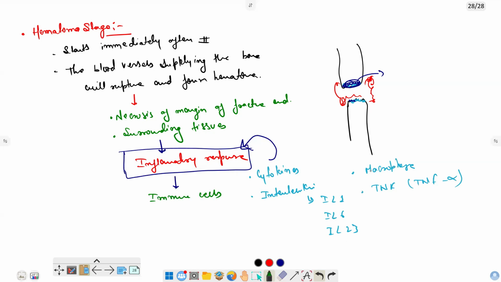Okay, sorry, not macrophage. It's not macrophage. Macrophage is obviously one of the major cells of the immune system. It's not the inflammatory mediator.